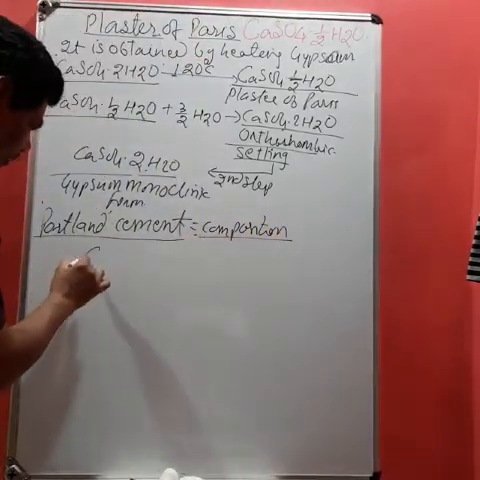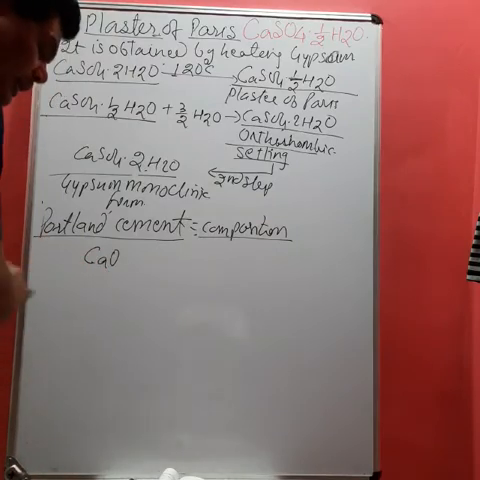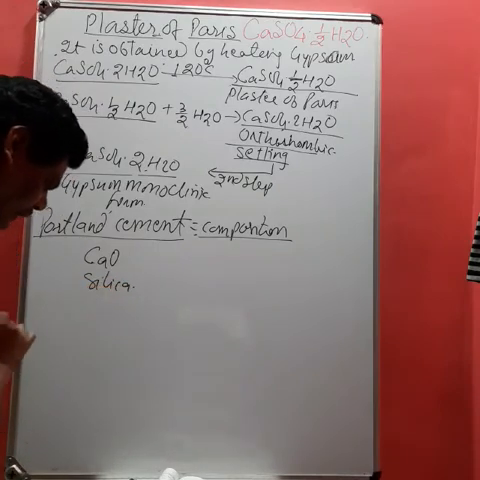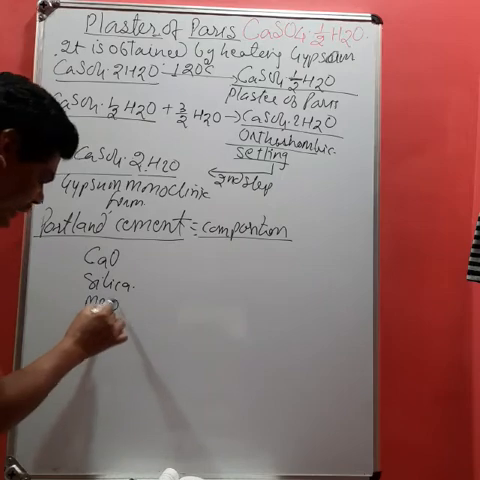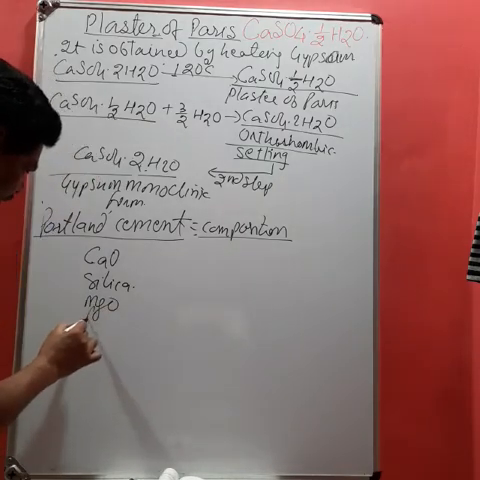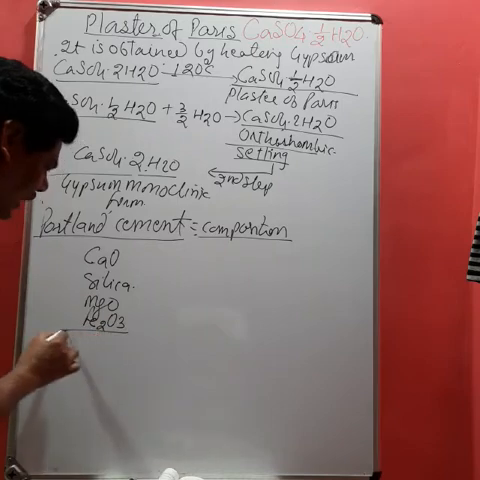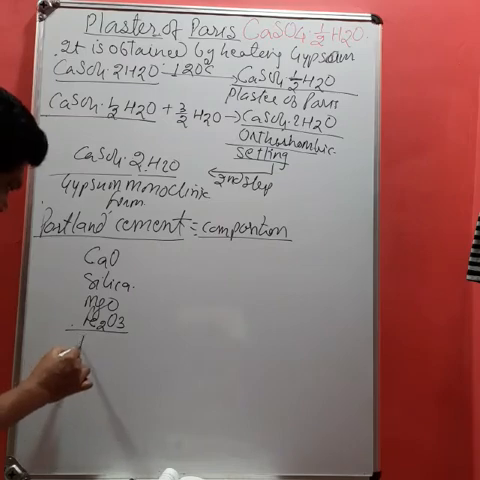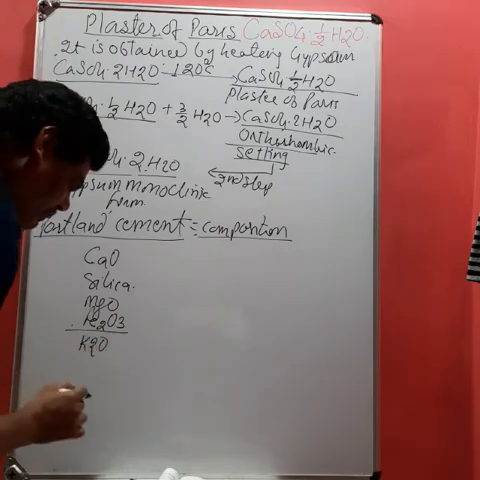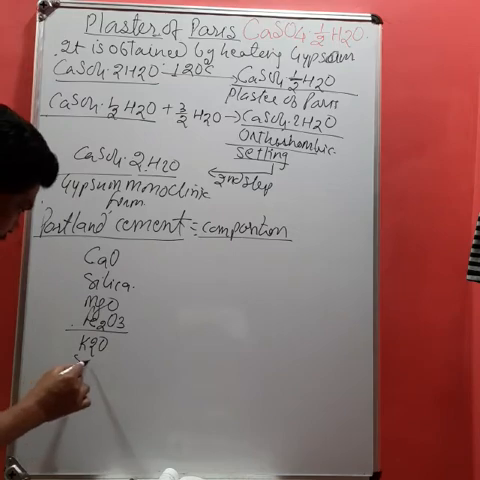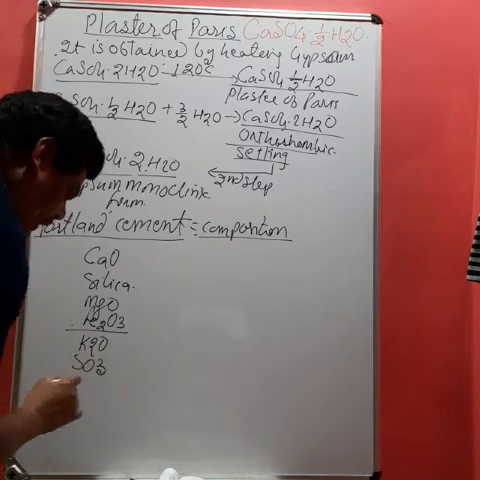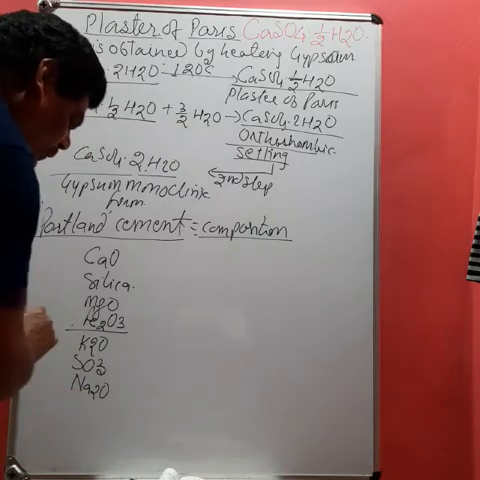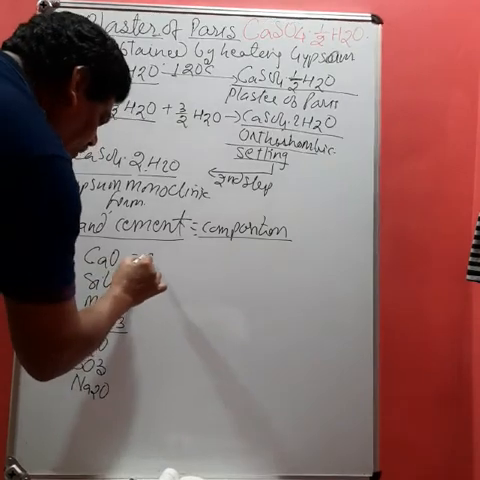Like here, the principal component is calcium oxide. Then the next one is silica. Next one is magnesium oxide. I am writing only formula. Then different types of oxides of iron, not only ferric oxide but ferrous oxide, etc. Then also it consists of some quantity of potassium oxide, some quantities of sulfur trioxide, that is SO3, and some quantities of Na2O.